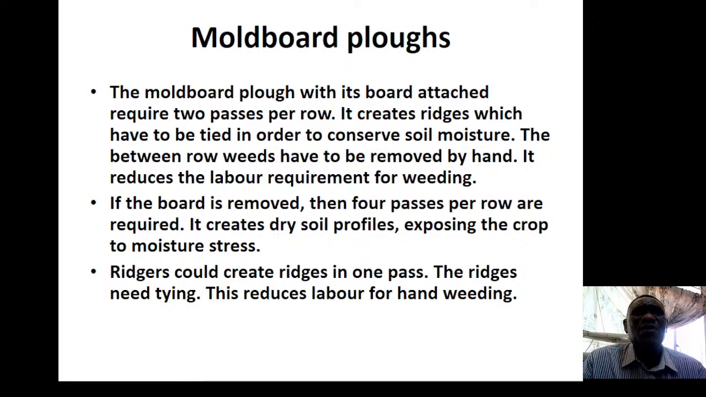But some farmers remove the board, or what we call dish. If you do that, you require 4 passes to remove the between row weeds, and you can create dry soil profiles and cause soil moisture stress, which is a disadvantage. There are also ridgers which are dedicated to making ridges and also removing weeds. This can also reduce labor for hand weeding.